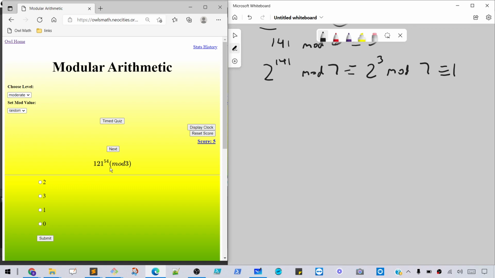Yeah, so 121 mod 3 is just 1, and 1 to the 54 is 1. So that one's a little too easy.